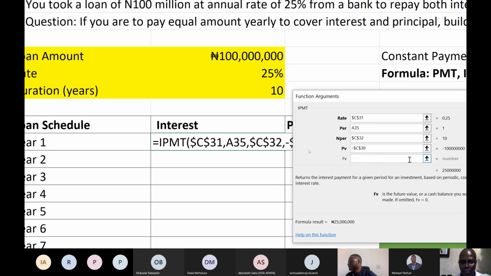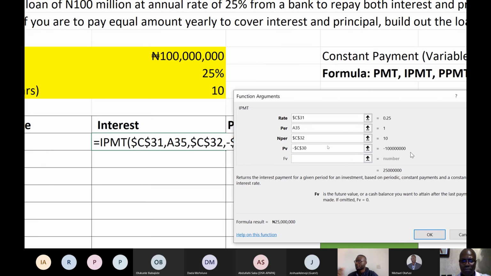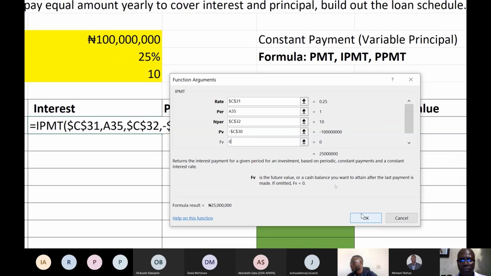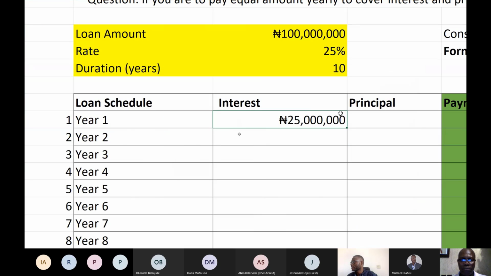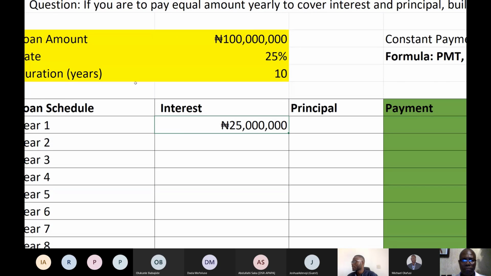Anyway, FV stands for future value. So are you going to have to pay back everything, or will you just pay back up to some amount? Well, the truth is, for most loans, you have to pay back until you don't have anything outstanding anymore, which means future value is going to be zero. At the end of the 10 years, you shouldn't be owing the bank any money anymore, right? So you could ignore it or put zero. And then once I do this and press okay, it's going to get me the interest I am paying.